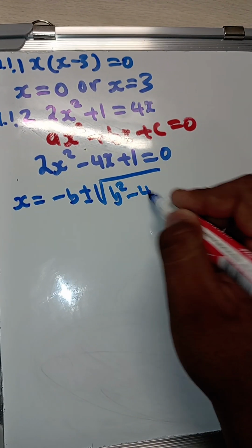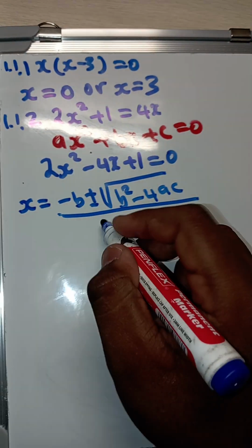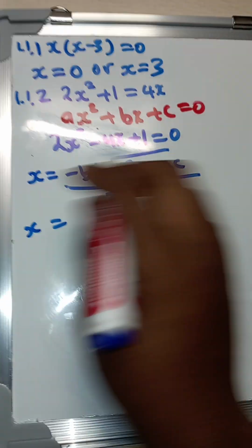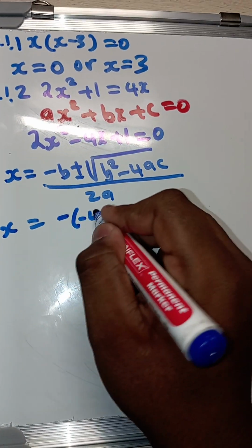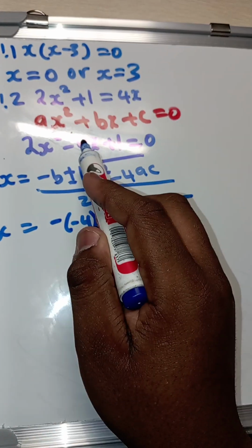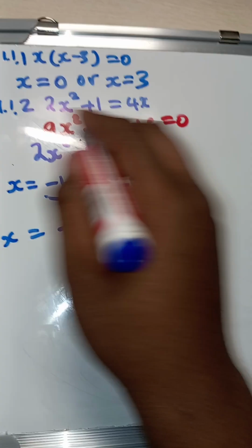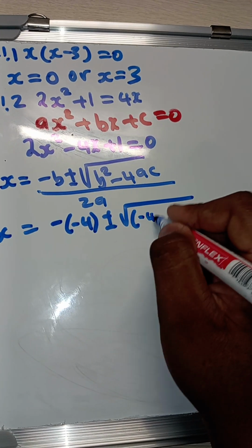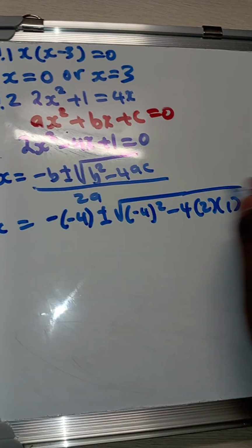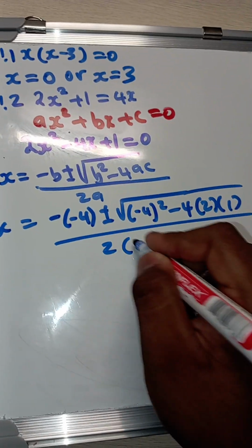It is very important for you to read what I'm writing, guys, because these are good marks that you must get. You must start by writing the formula, then the substitution. Then obviously you know that this is a, this is b, this is c, because of the formula there. So x equals negative negative 4, plus or minus the square root of negative 4 squared minus 4 times 2 times 1, over 2 times 2.